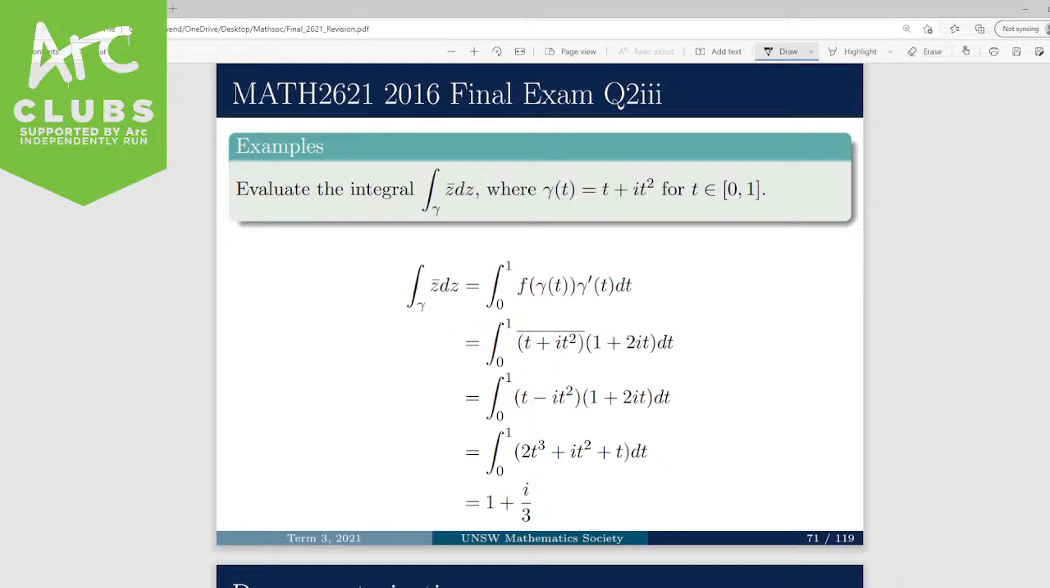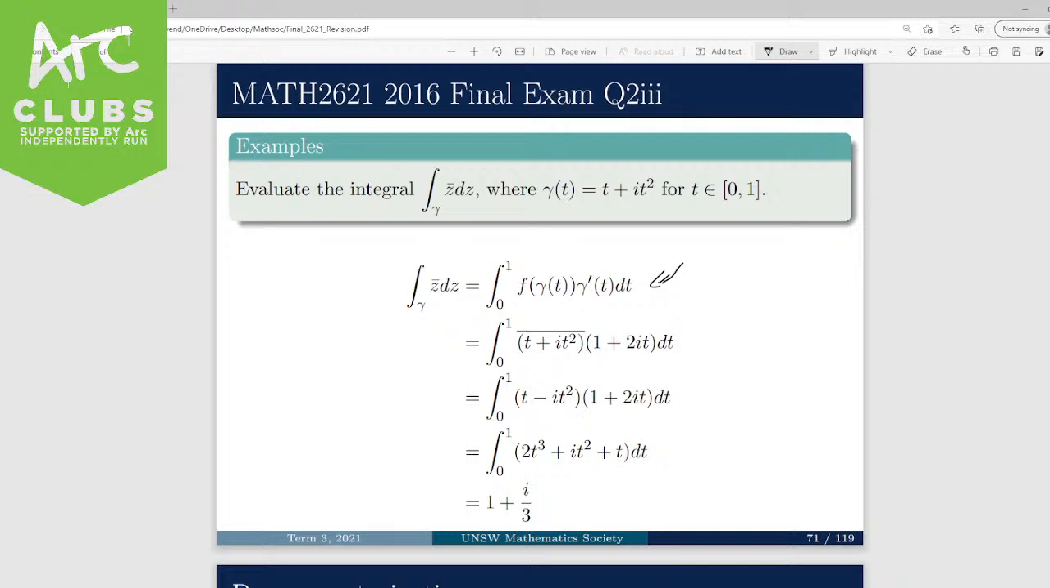So according to the definition of complex line integral, here you are, going from t is 0 to 1. And for your f of gamma, remember your f of z is z conjugate. So your f of gamma would just be the conjugate of gamma. So here's the conjugate of t plus it squared multiplied by the derivative of gamma, which is the usual life. t integrates to 1, it squared integrates to 2it. t, remember, still covering real values from 0 to 1.